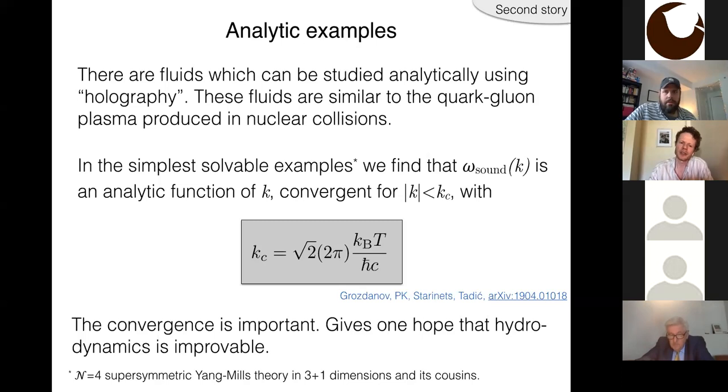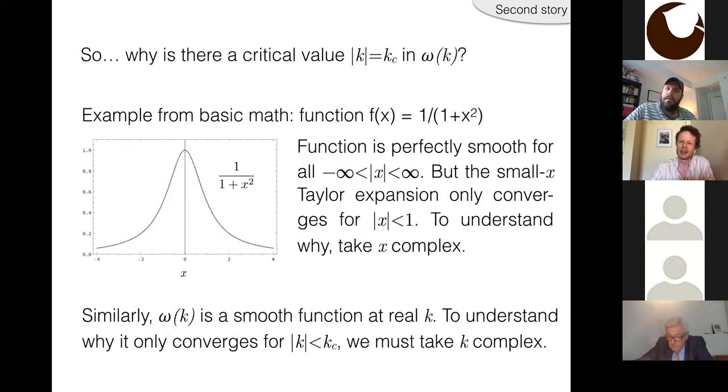Okay, so I told you that these things converge, but I didn't tell you why. So I didn't tell you why there is a critical value, why there's a critical wavelength or a critical wave vector. And to understand why, let's look at a simple example from basic math. So I want to look at a function that looks like this. F of x is 1 divided by 1 plus x squared. So this function is plotted here on the left. And this function is perfectly smooth for all x from minus infinity to infinity. But let's say you want to write down an expansion for this function when x is small, when x is in the vicinity of 0. So the Taylor expansion for this function only converges when x, absolute value of x, is less than 1.